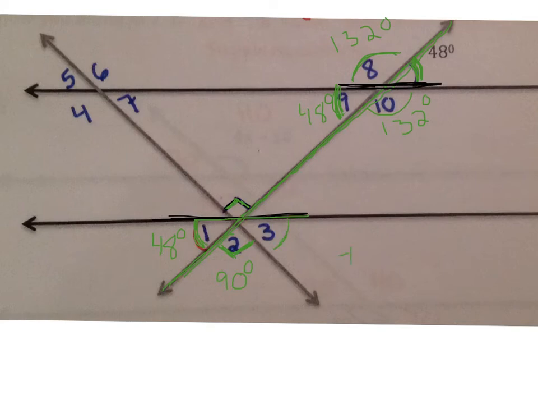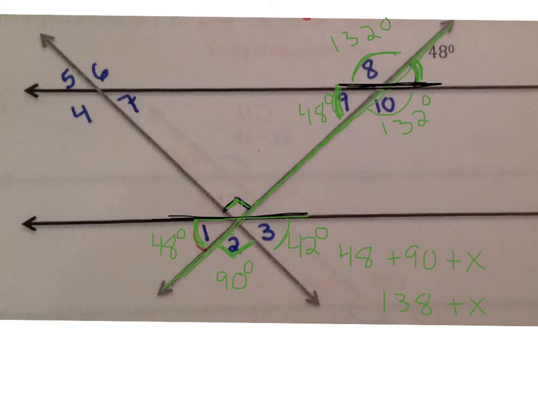So 48 plus 90 plus how much more would give you 180 degrees. So 90 plus 48 is 138. So 138 plus how much more? 48, 58, 68, 78, 42. So we have 42 degrees left to make 180.